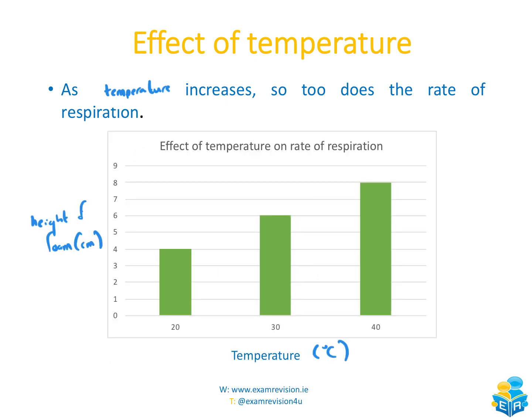And the results we would expect here is that as the temperature increases, so too does the rate of respiration. Okay, so we can see here we started off at 20 degrees, then went to 30 degrees, then went to 40 degrees. We're measuring the height of the foam that's produced. We had 4 centimeters of foam at 20 degrees, 6 centimeters of foam at 30 degrees, and we had 8 centimeters of foam at 40 degrees. Okay, so our conclusion there is that as the temperature increases, so too does the rate of respiration, so the more energy is released from food.